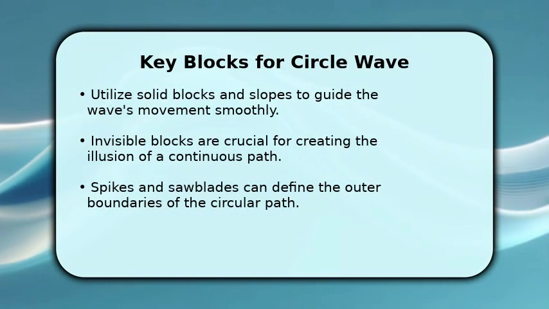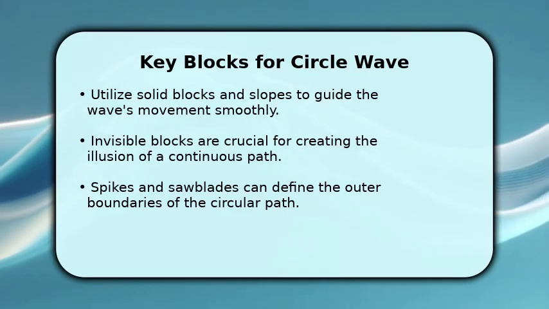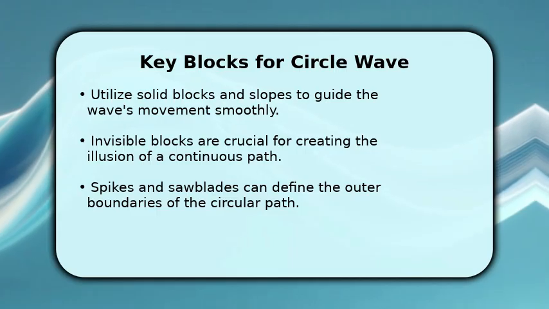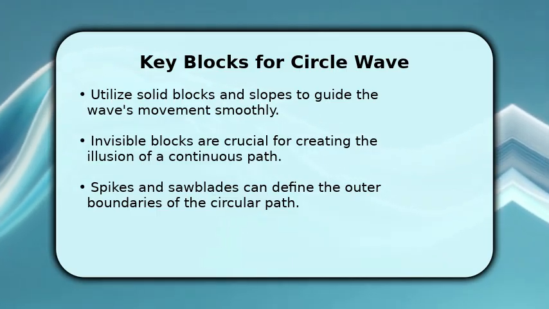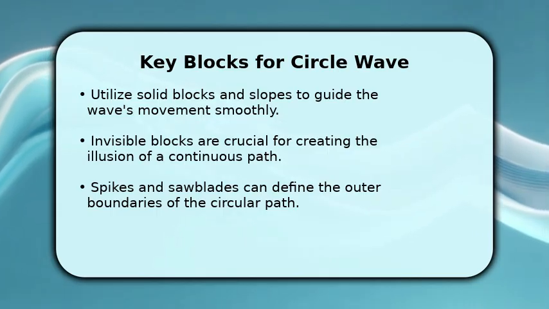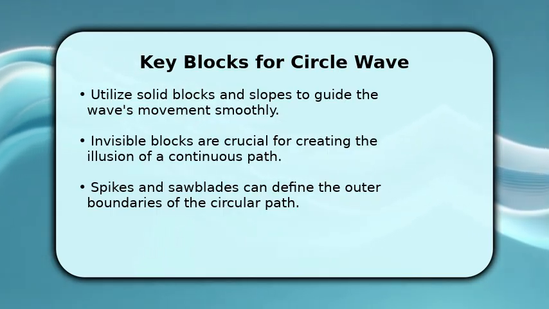To construct a convincing circle wave, you'll primarily use solid blocks and slopes. These form the physical pathway that your wave icon will follow. Invisible blocks are also incredibly important. They help maintain the circular illusion without obstructing the player's view. Think of them as hidden guides.